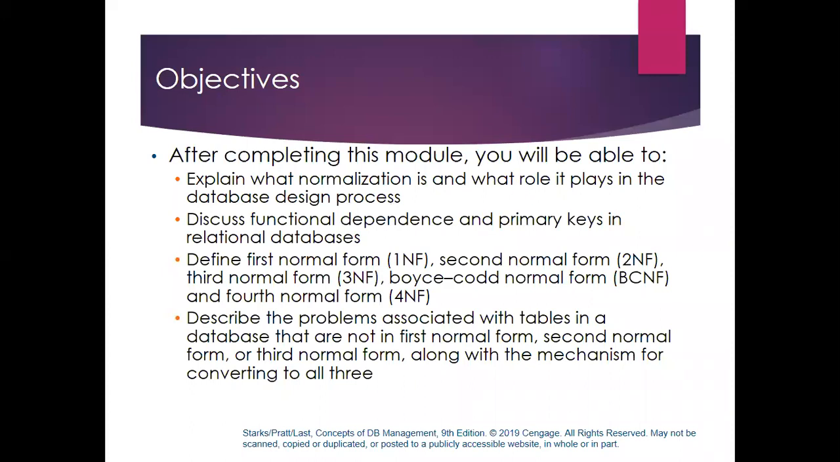Define first normal form 1NF, second normal form 2NF, third normal form 3NF, Boyce-Codd normal form BCNF, and fourth normal form 4NF. Describe the problems associated with tables in a database that are not in first normal form, second normal form, or third normal form, along with the mechanism for converting to all three.